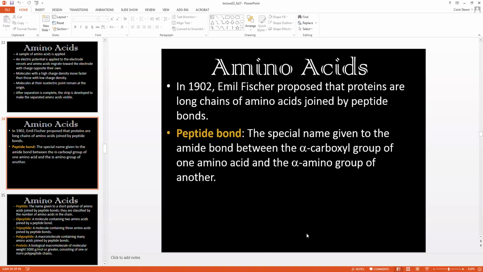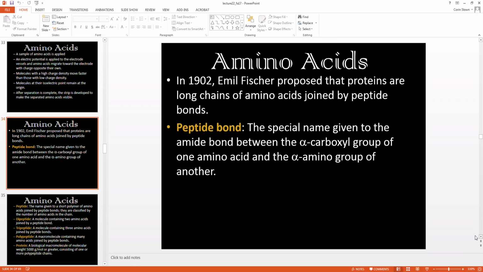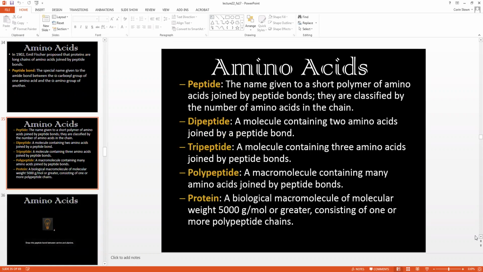So we're going to start where we left off, and we're going to think about peptide bonds. This is a special name given to the amide bond between the alpha carboxyl group of one amino acid and the alpha amino group of another. When we think about peptides, we recognize that it's actually the name given to a short polymer of amino acids joined by peptide bonds.